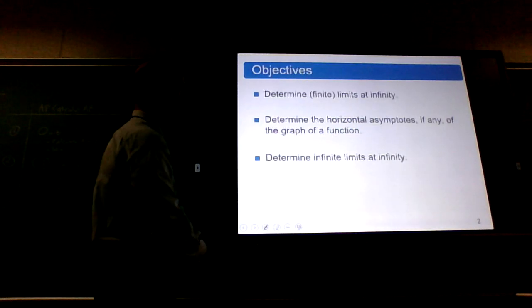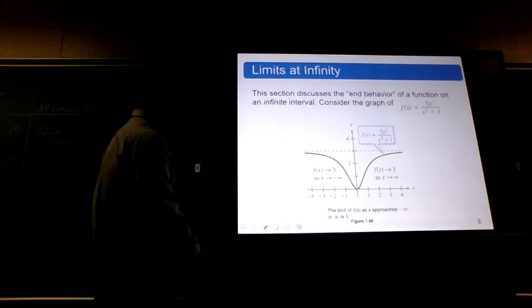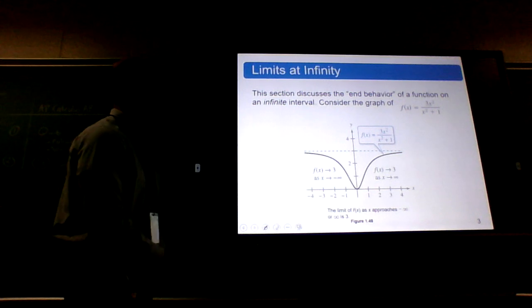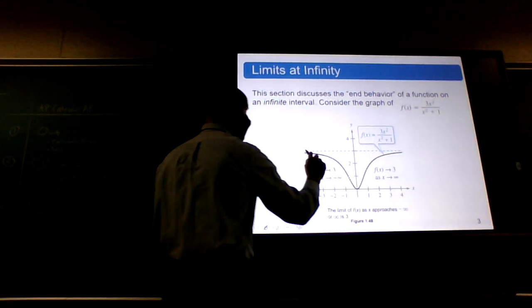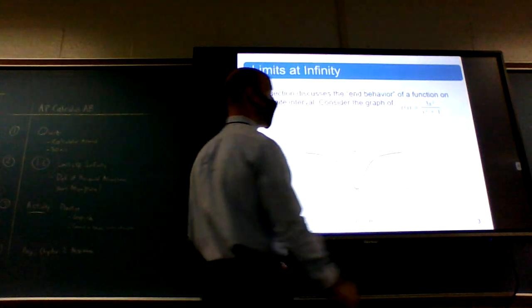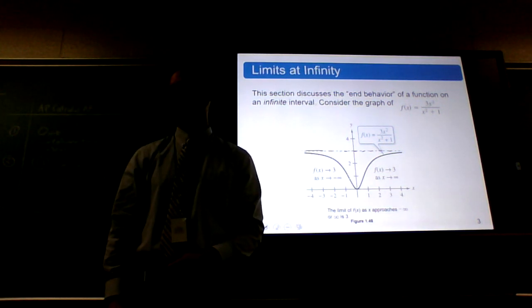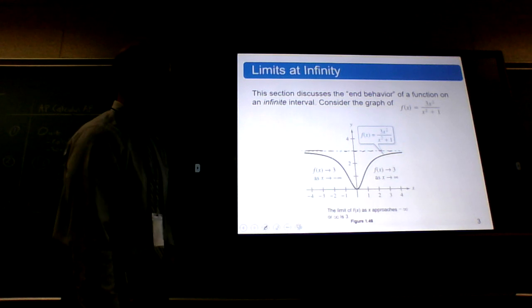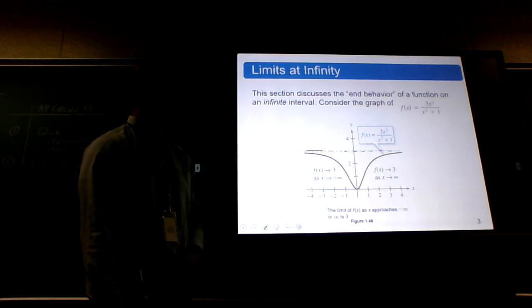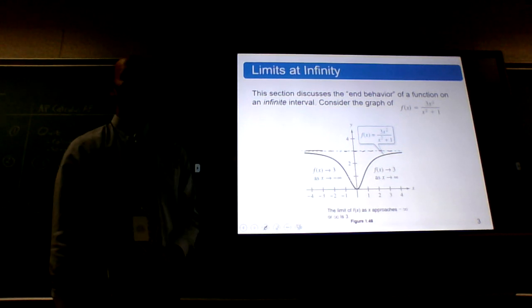So objectives, I'm not going to go through those. I did that already on the video. But what is this thing right here? What do we call that? We call that a horizontal asymptote. And the question that kind of starts this out is how do we figure out what that horizontal asymptote is?